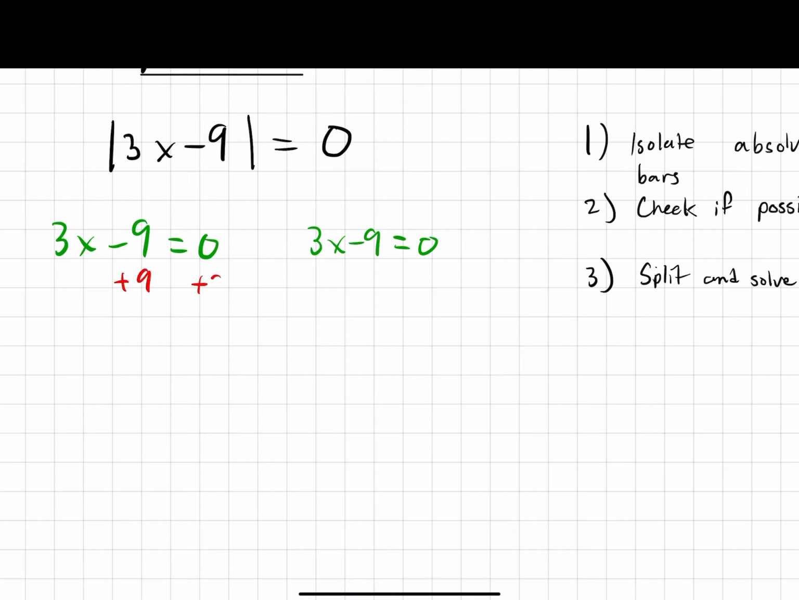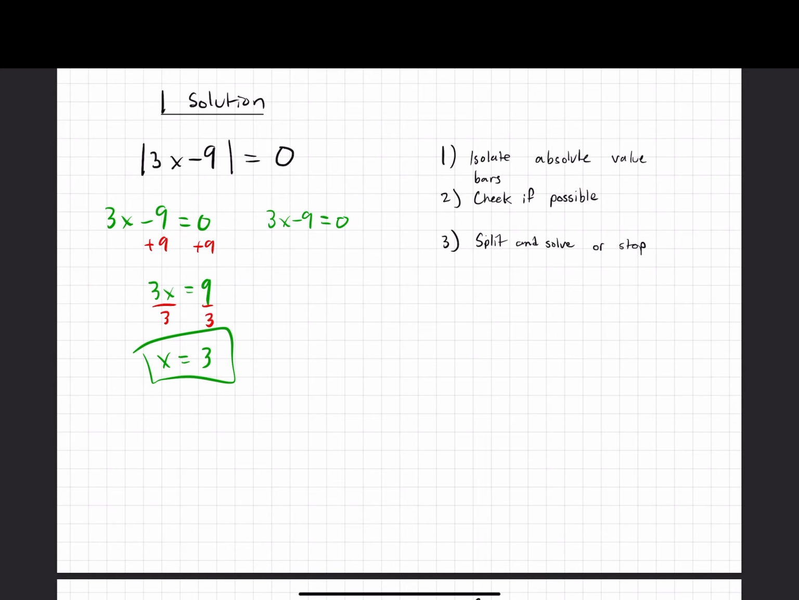Add 9. We get 9 equals 3x. Divide both sides by 3. And we see that x equals 3 is the one and only solution to this equation.